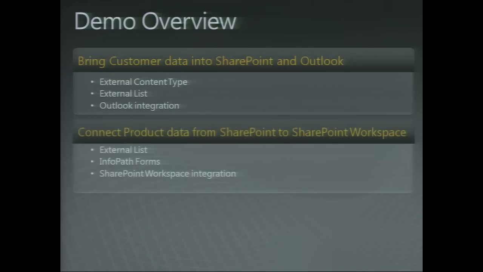The next phase of the demo, we'll start with an existing list. We'll work with products this time, and we'll showcase the InfoPath Forms technology. We'll show you what a customized InfoPath form looks like in the browser, and then we'll connect that list down to SharePoint Workspace, walk through some of the capabilities of SharePoint Workspace itself, and show that same form rendered there for the users to interact with.